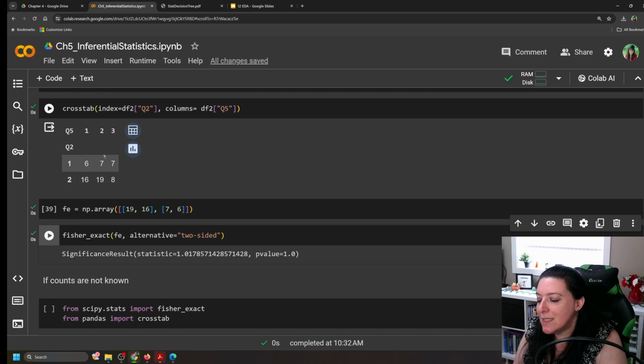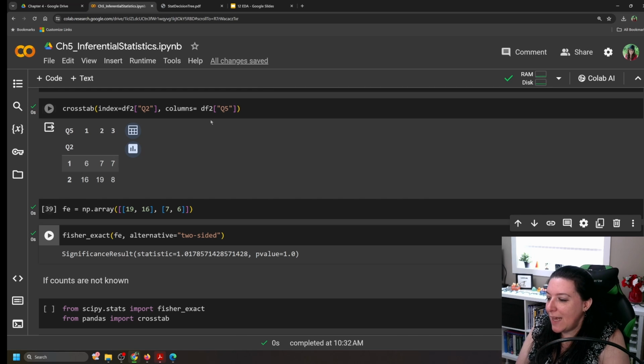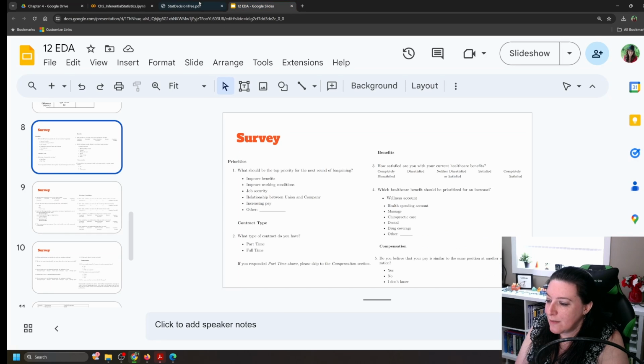So it makes sense that we would potentially keep the null hypothesis that they are the same. We cannot go with that there's a difference. And because of, you can see the small sample size and the numbers are fairly close to each other. Okay, so what it looks like is that there's really no difference in opinion between the part-time and the full-time.